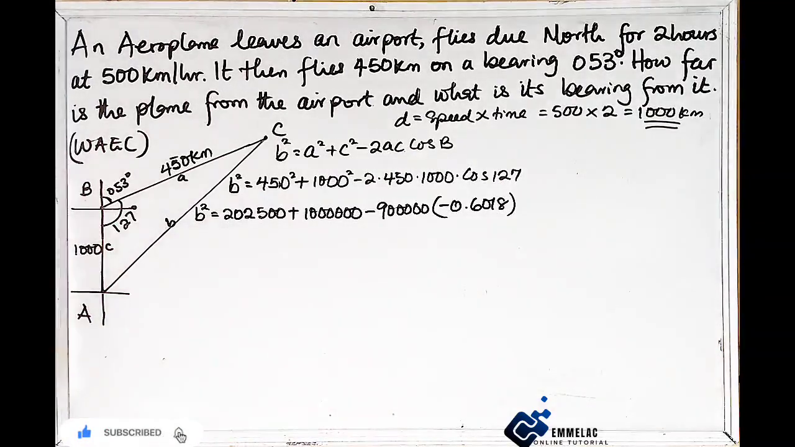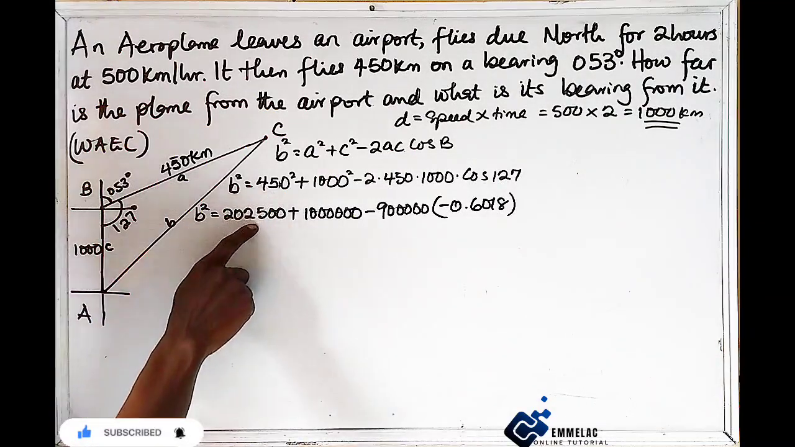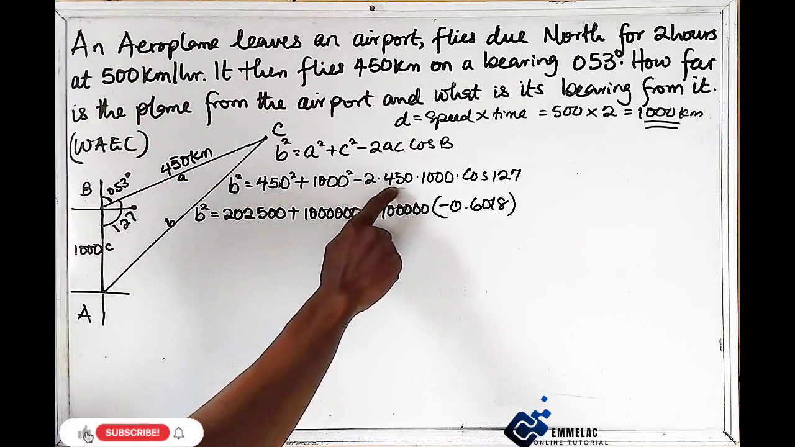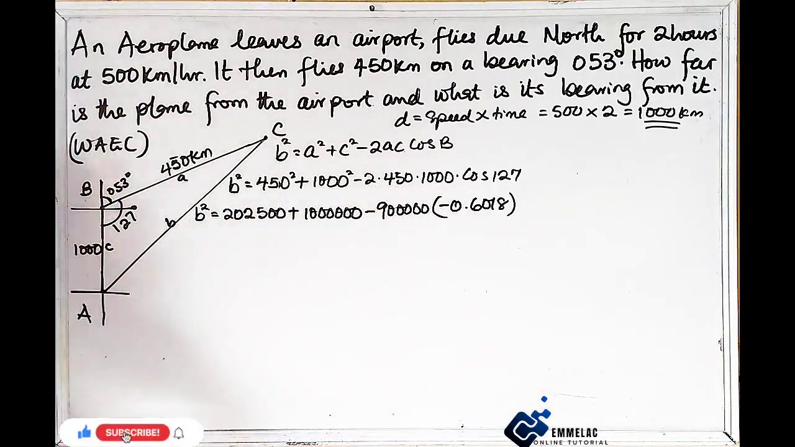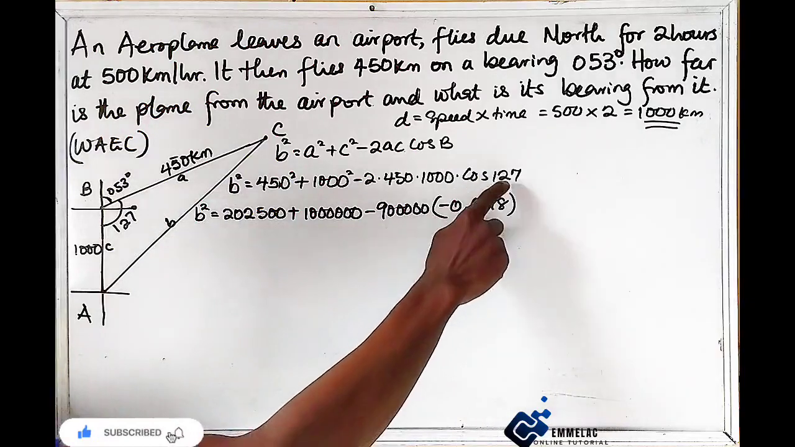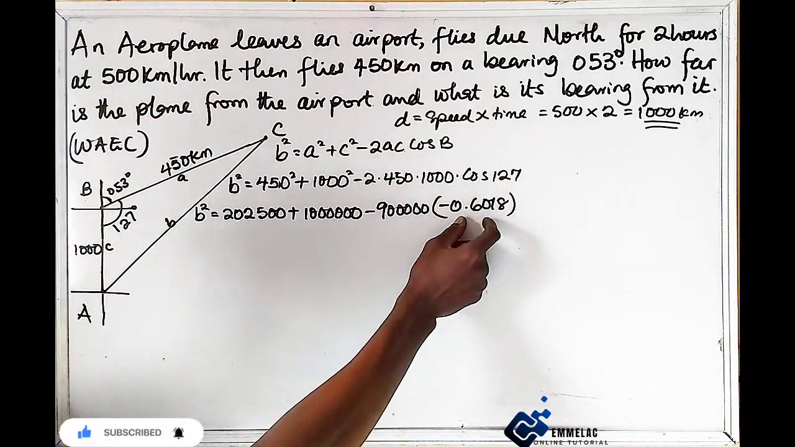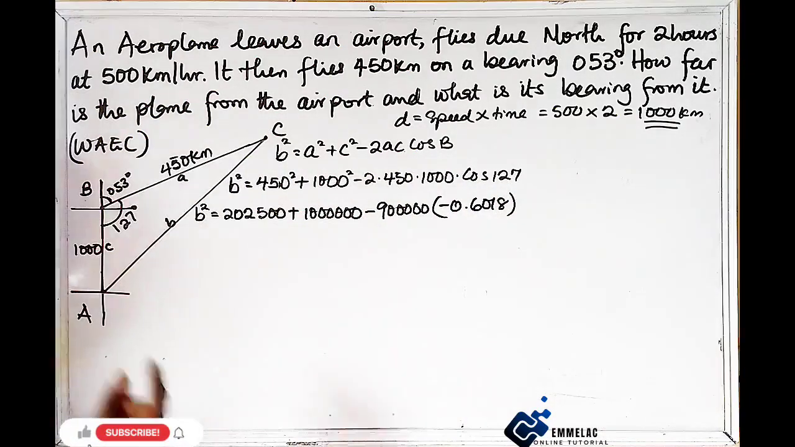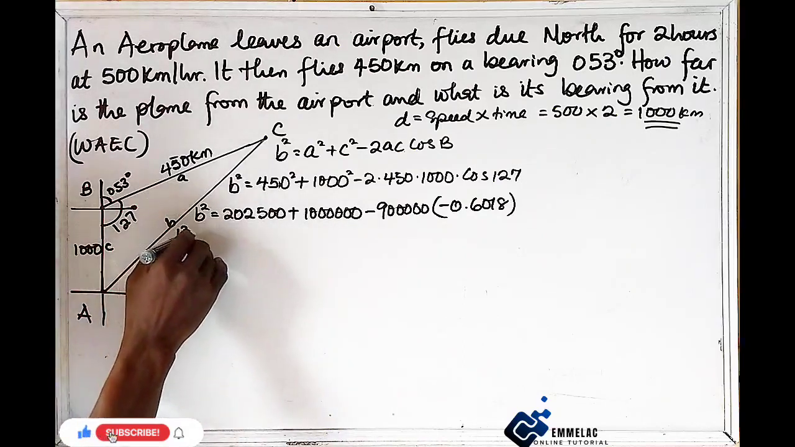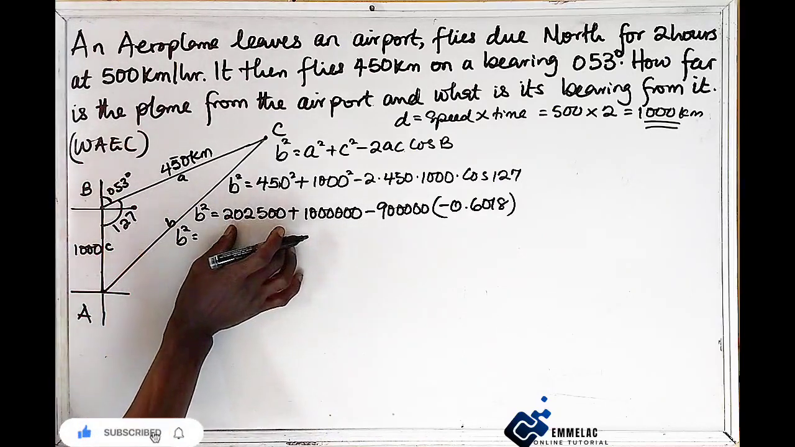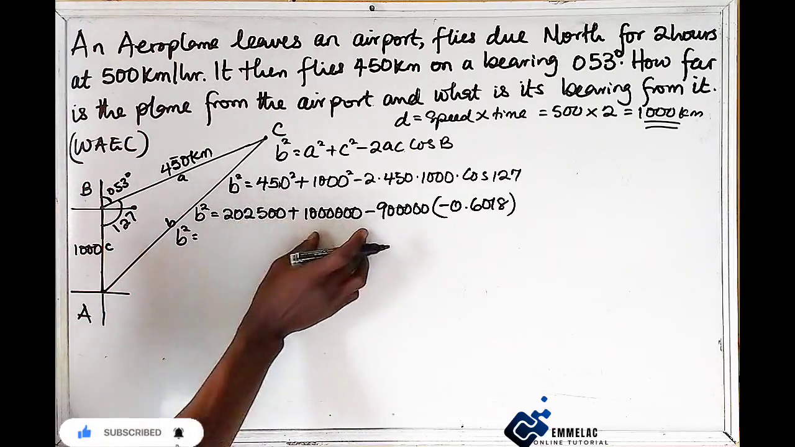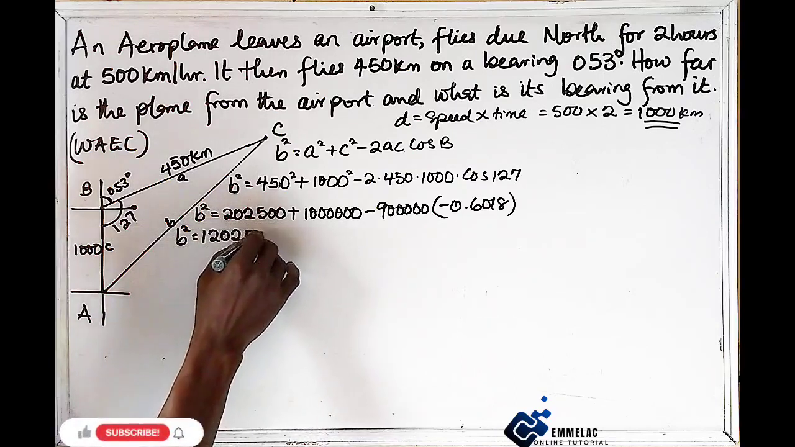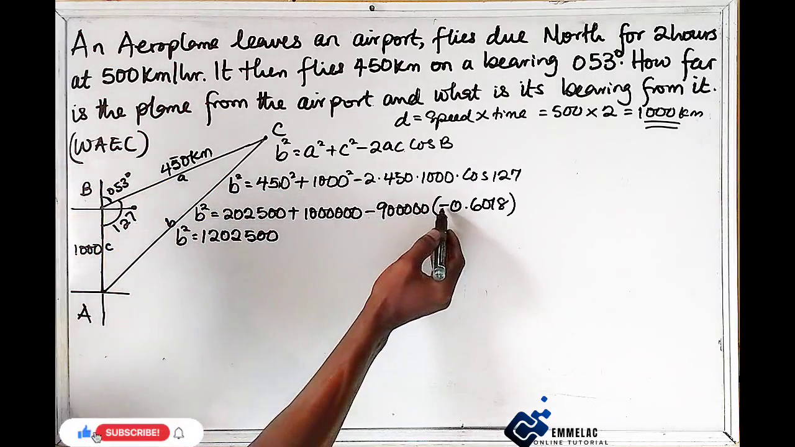So here we have it, that the square of 450 is given as this, the square of 1000 is given as this, and the product of 2, 450 and 1000 is 900,000, and cos 127 will give us a negative value. That's because 127, of course, is in the second quadrant. To sum this up, the addition of 202,500 and 1 million gives us 1,202,500.